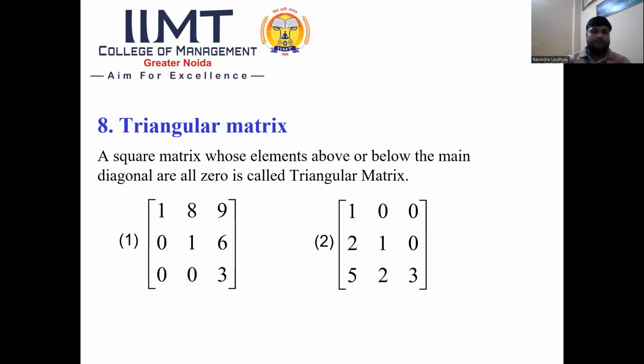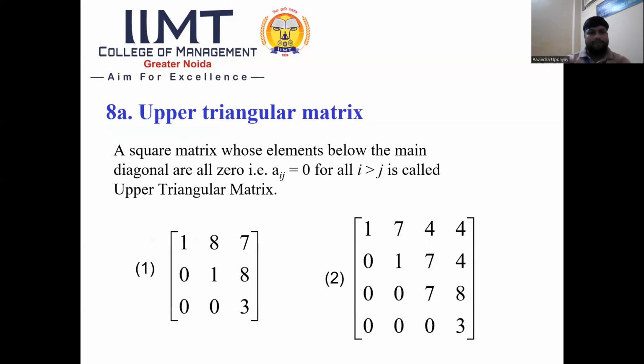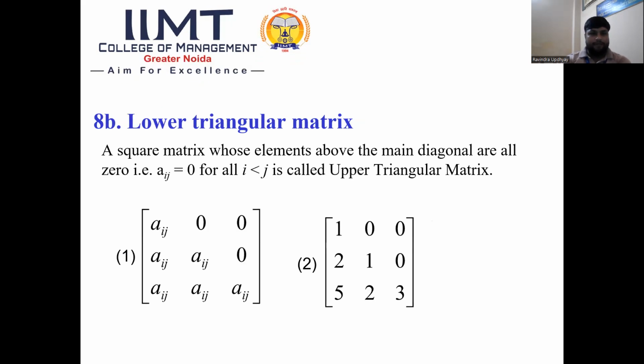Now the triangular matrix is of two types. First is the upper triangular form. What is the upper triangular form? A square matrix whose elements below the main diagonal are 0, that is, Aij equals 0 for all i greater than j, is called an upper triangular matrix. In our first example, all the elements below the principal diagonal are 0. And in the second example, which is of order 4 by 4, all the elements below the main diagonal are 0. So this is an example of an upper triangular matrix.